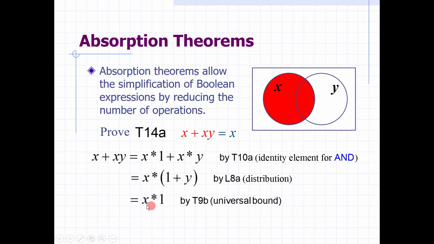Now we can take this expression and again apply theorem 10a, which said anything AND 1 is itself. So we're down to x. So we took the left side of the equation and we applied a bunch of rules until we got to the right side of the equation. That is a proof of this expression because all of the rules that we used along the way are known to be true. So we're going to do a bunch of those.